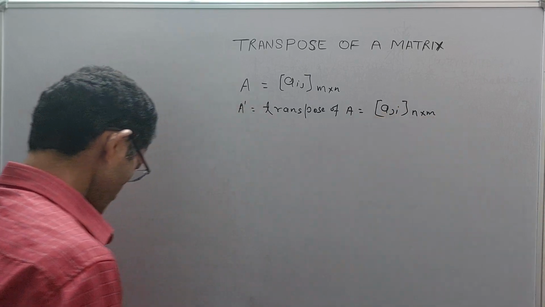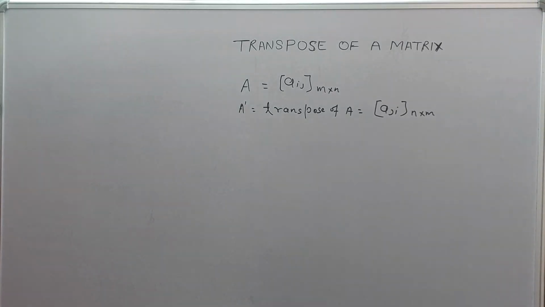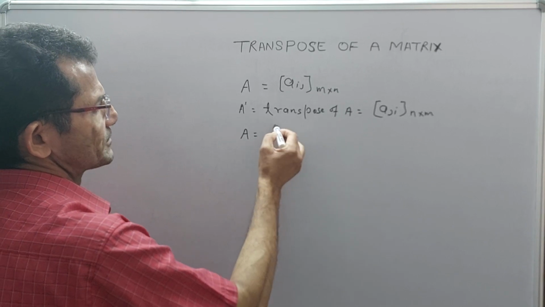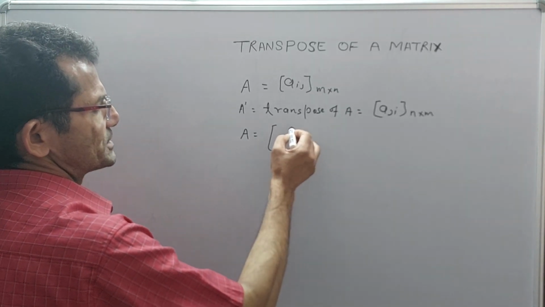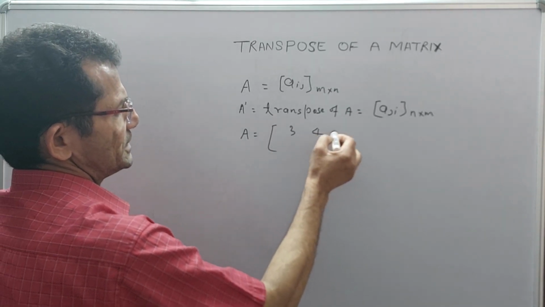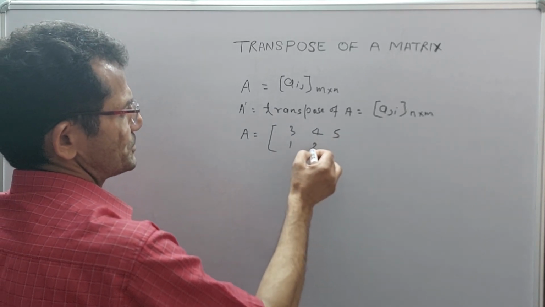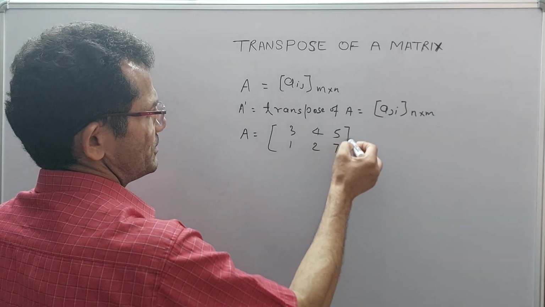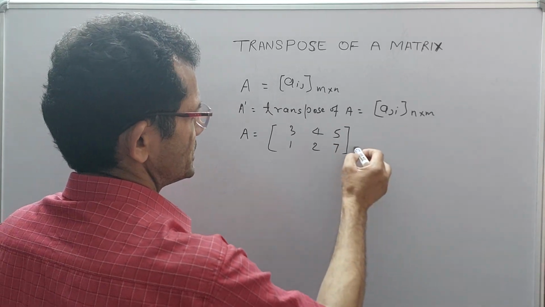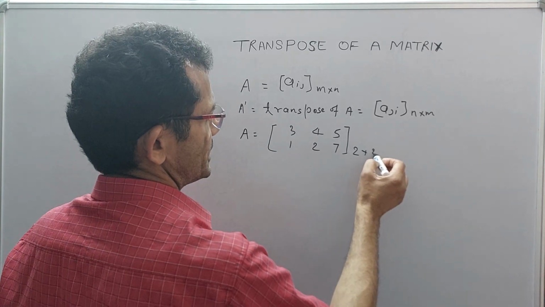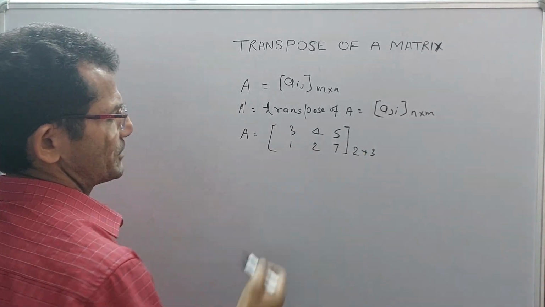Let us go to one example. Here is the example. Let us suppose A is the matrix of order 2 cross 3, with elements 3, 5, 3, 4, 5, 1, 2 and 7. So it has two rows, the first row and the second row, and three columns.